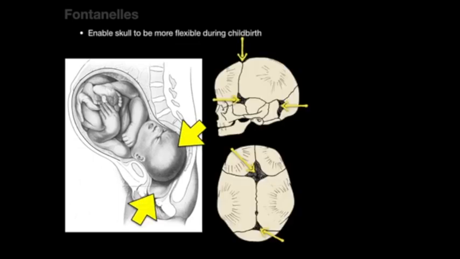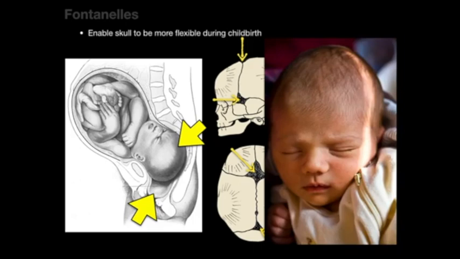So one of the things that these fontanelles enable is the molding of the skull as the baby comes out of this very narrow birth canal. And this is why some newborns have this dome-shaped head that will go away after a couple of days. But that's one of the big reasons nature enabled these fontanelles. But it's not the only one.